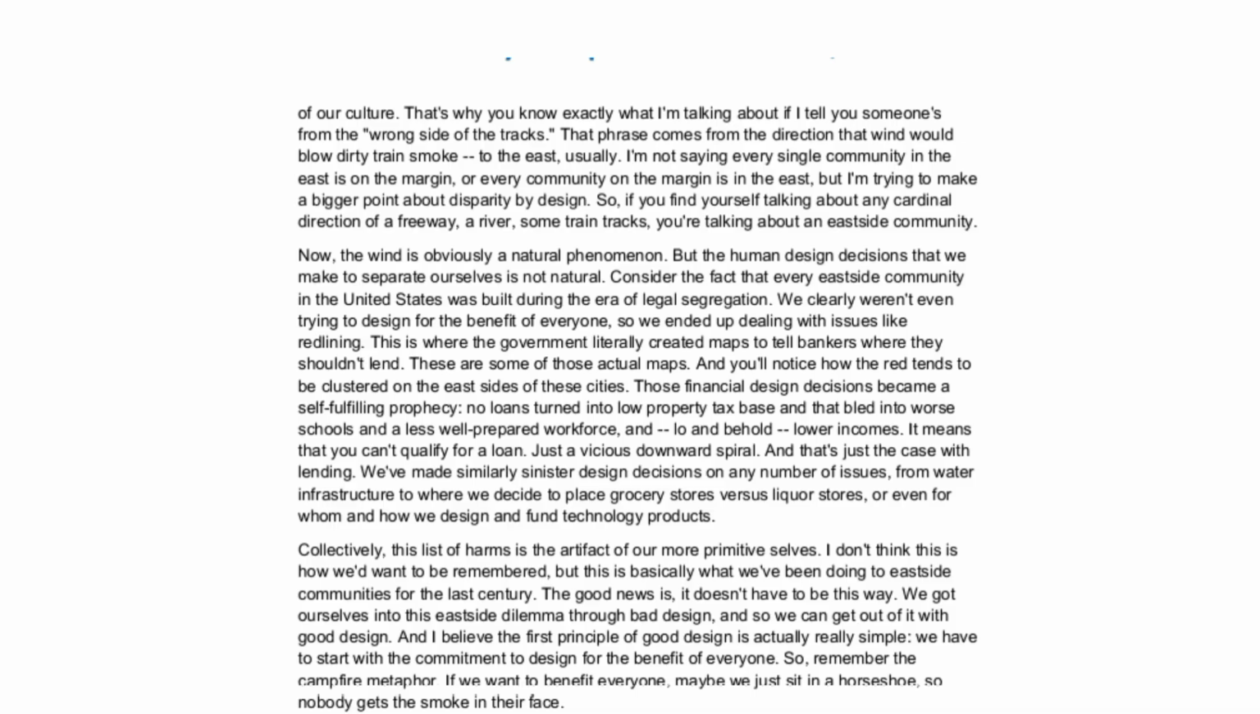The good news is it doesn't have to be this way. We got ourselves into this East Side dilemma through bad design, and so we can get out of it with good design. And I believe the first principle of good design is actually really simple. We have to start with the commitment to design for the benefit of everyone. So remember the campfire metaphor. If we want to benefit everyone, maybe we just sit in a horseshoe so nobody gets the smoke in their face.